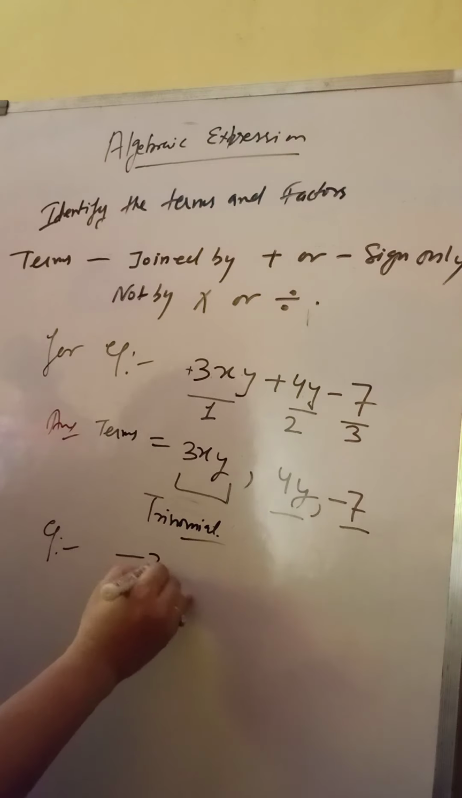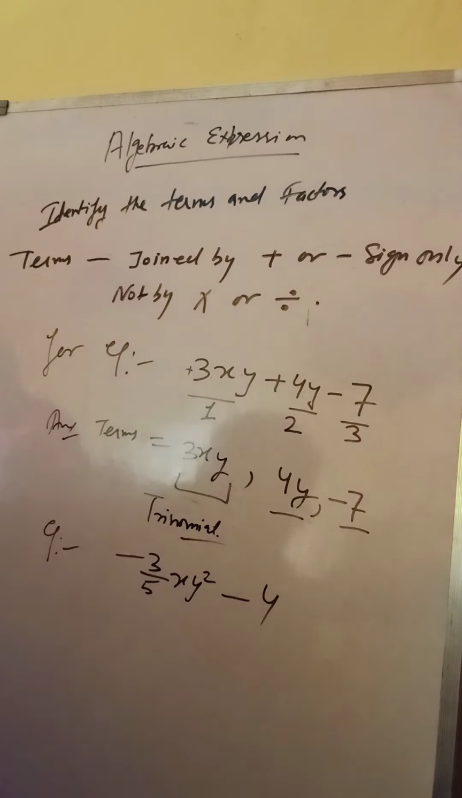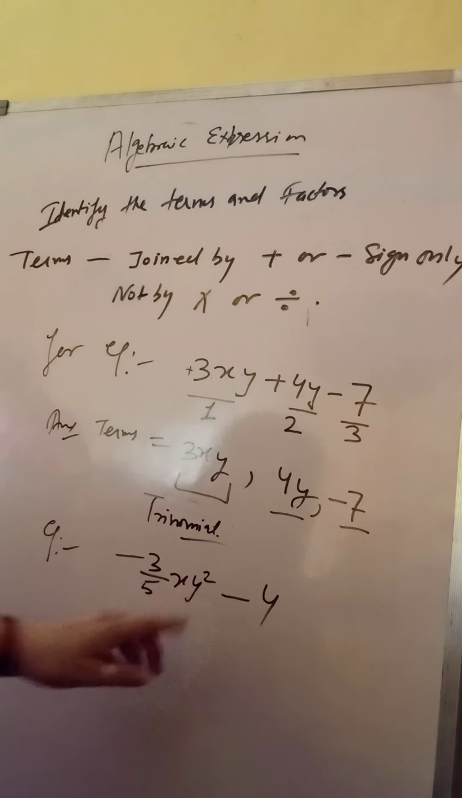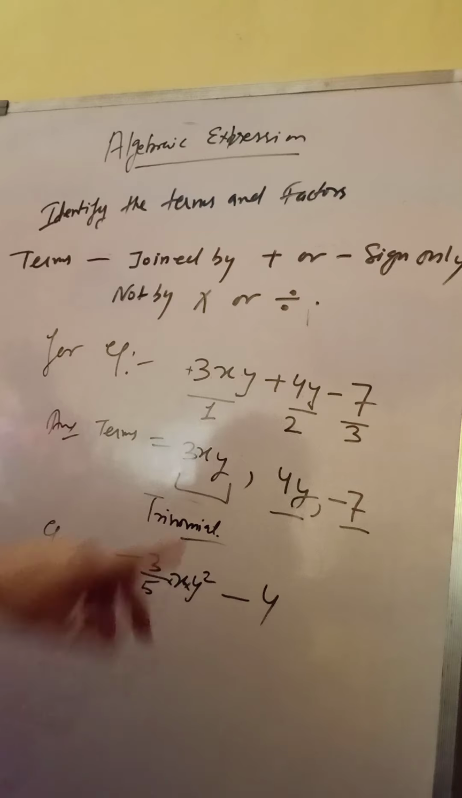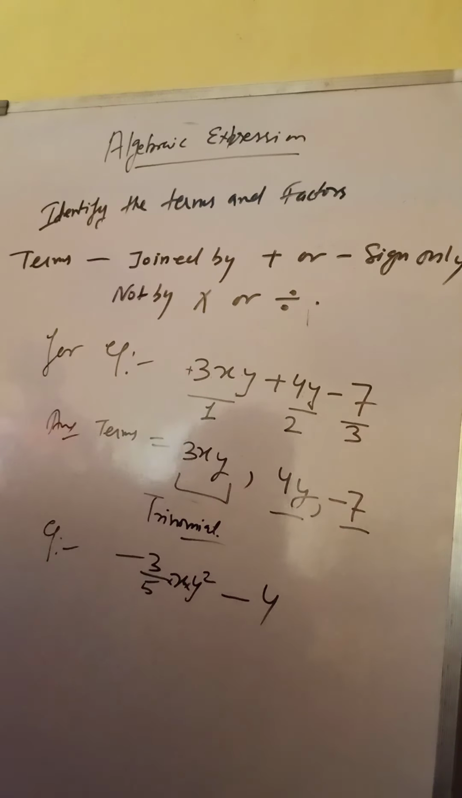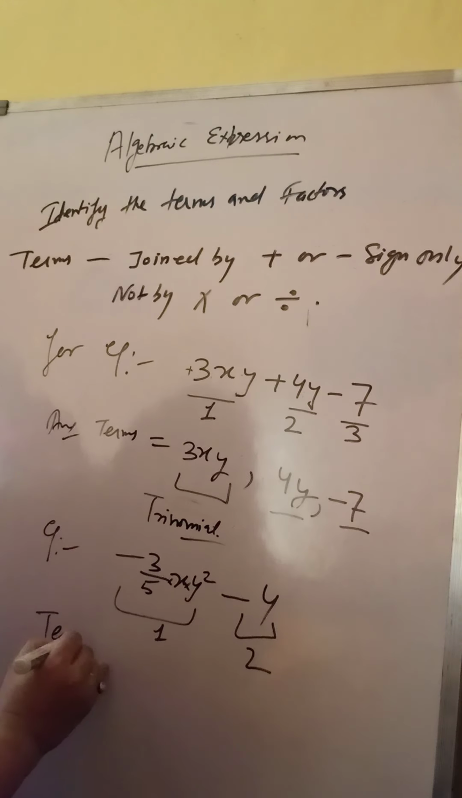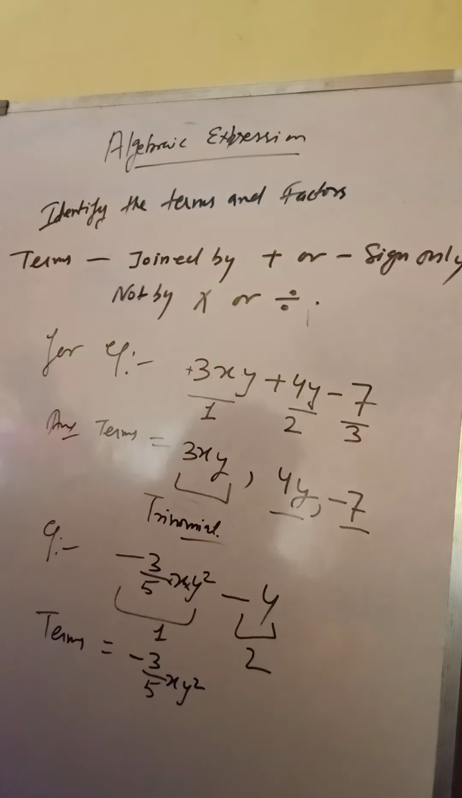If I write 3 by 5 xy square minus 4y, now you can see there is a minus sign, and in between there is a multiplication sign and a division sign. So we are completely ignoring the multiplication and division for the identification of terms. This is the first term, and this is our second term. So the answer to this question is: minus 3 by 5 xy square is the first term, and the second term is minus 4y.